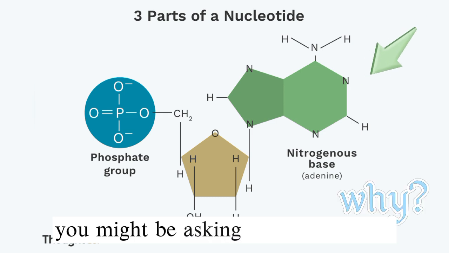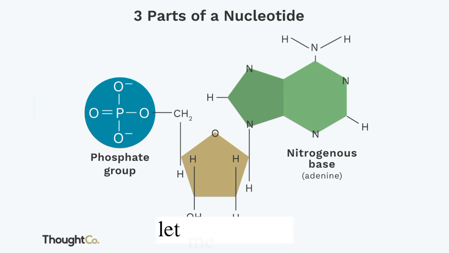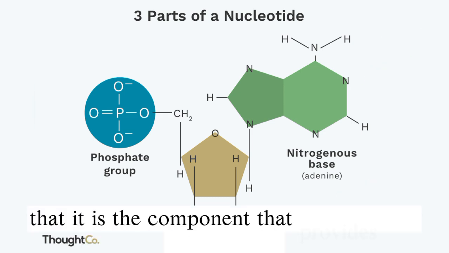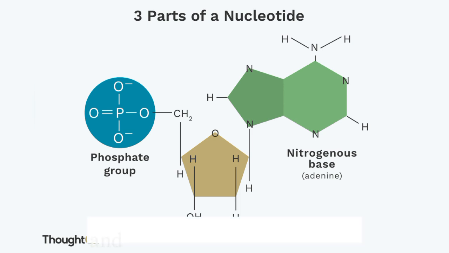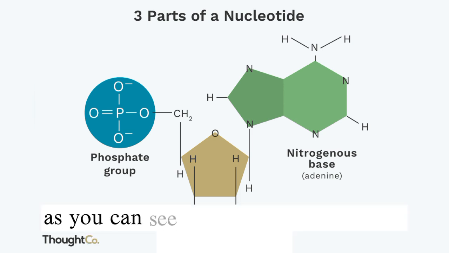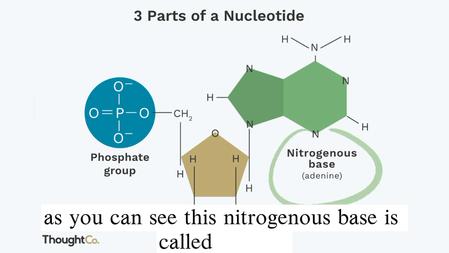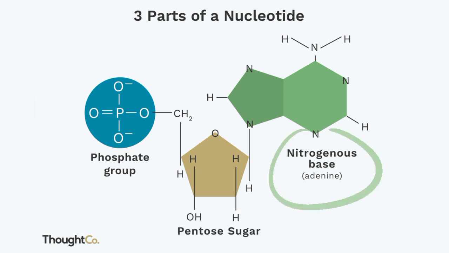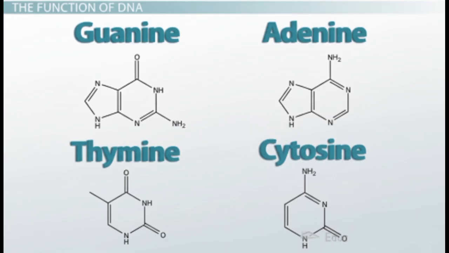You might be asking, why? And to that, let me tell you that it is the component that provides the genetic code, and it is the nitrogenous base. As you can see, this nitrogenous base is called adenine, and there are four main bases: adenine, thymine, guanine, and cytosine. And in short, we call them G, A, T, and C.